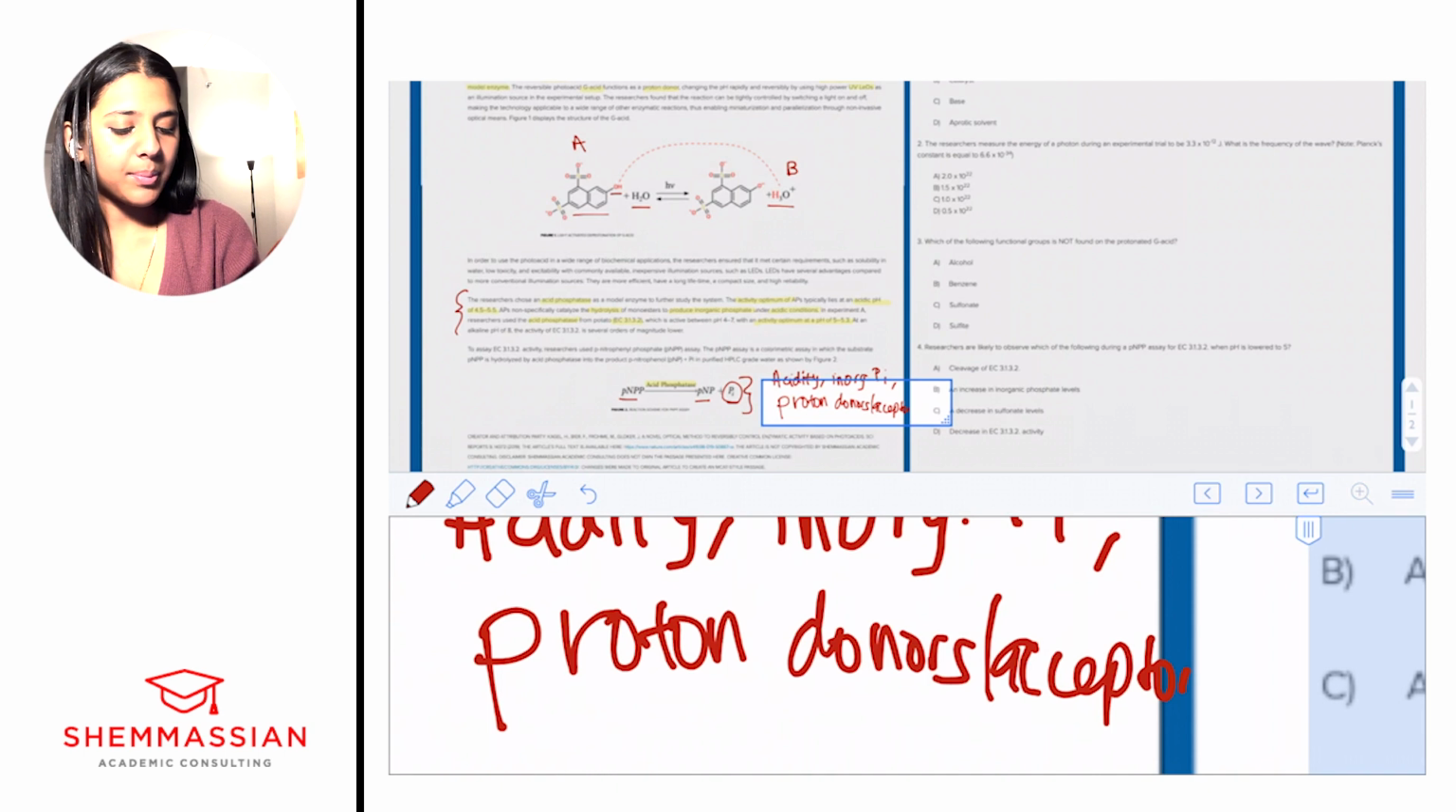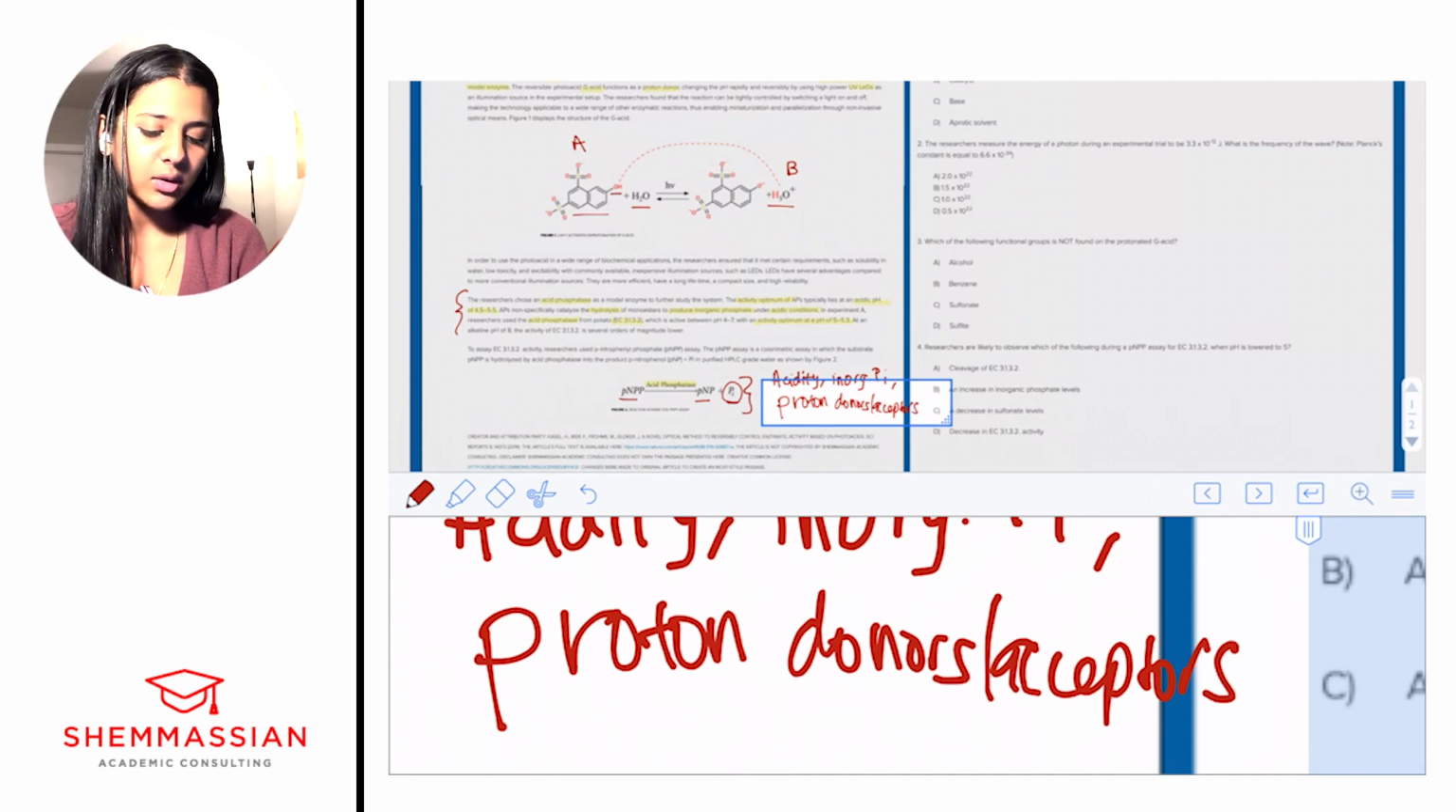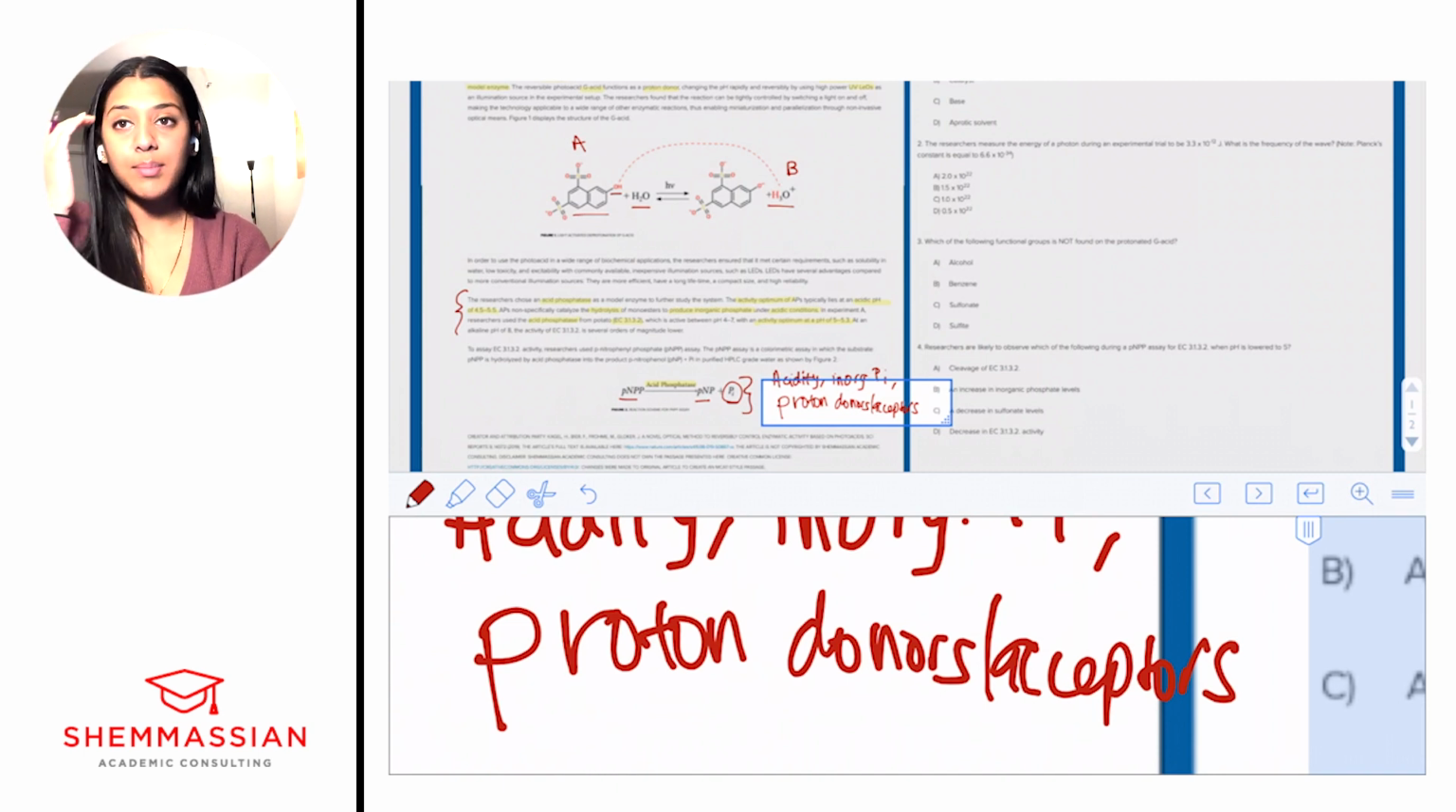Which of the following best describes the role of water? And again, I encourage highlighting in the question. I find that it helps me a lot. Role of water in the deprotonation of the G acid. So before I even read the answer choices, I'm immediately thinking about what the question is asking.